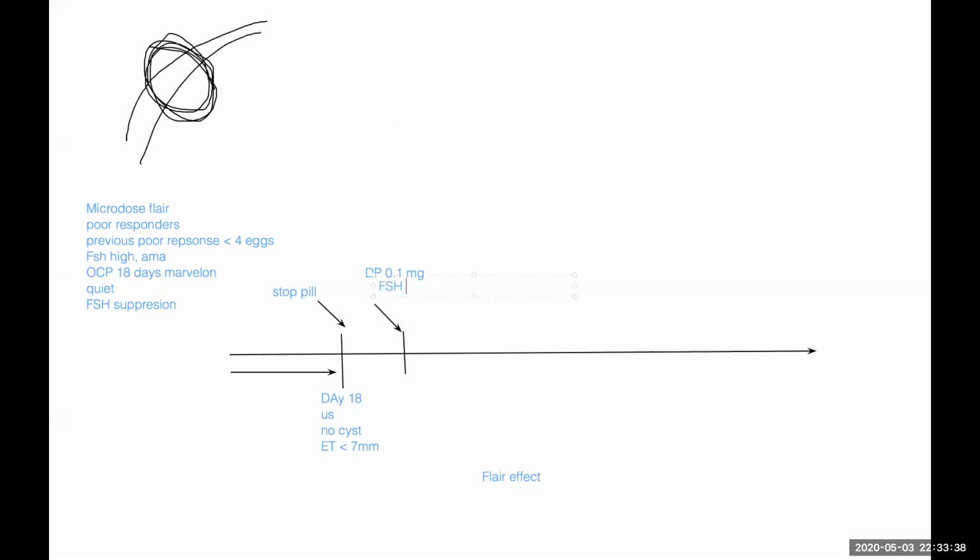And usually these are poor responders. So what dose do we give? 450. We give these patients FSH for about 5 days, then it goes back like the other protocol. You bring her back for ultrasound on day 5 and you see her response.